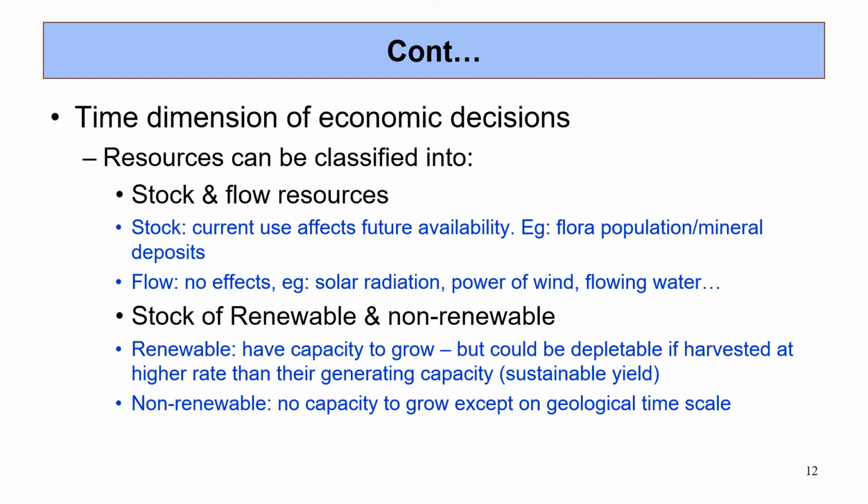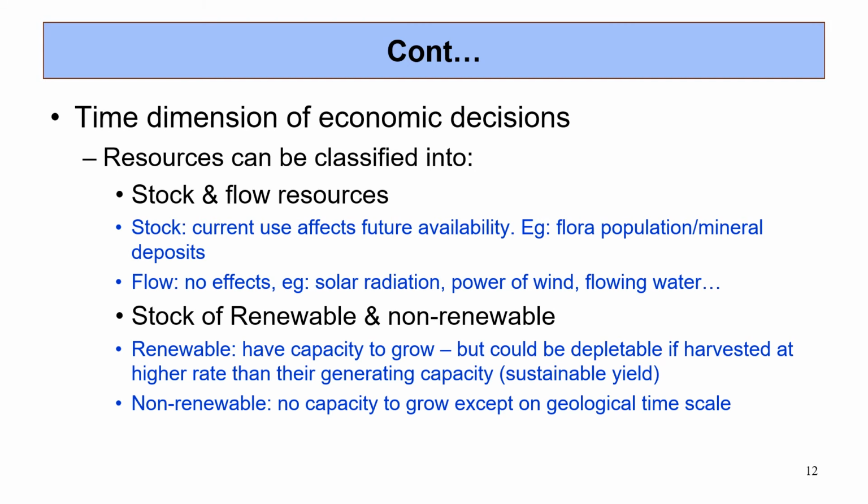We also have to take into account the time dimensions of economic decisions. For your information, resources can be classified into two, stock and flow resources. So what is stock and what is flow? Stock means that our current use of the resources will affect the future availability. If we use it too much, the future generation will have shortage of these resources. For example, flora population or mineral deposit, right?